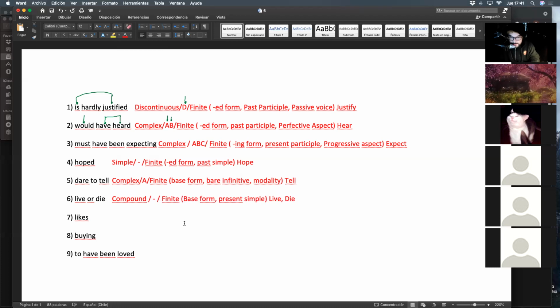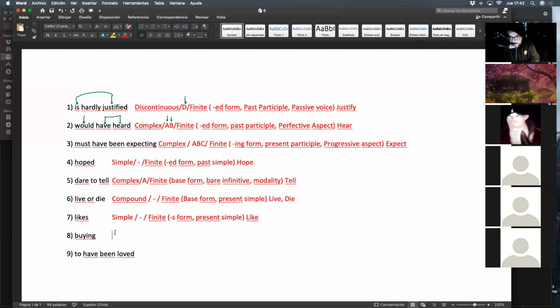Okay. Likes. Only one verb, therefore simple. There's no modality, no perfective, no progressive, no passive, therefore nothing. Clearly, it is finite. Now it is on its S form, right? S form because it's in its present simple, right? And the base form is like.